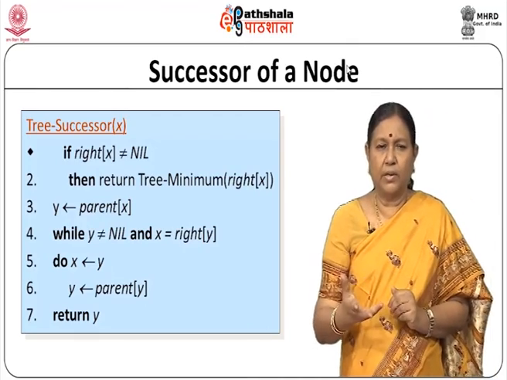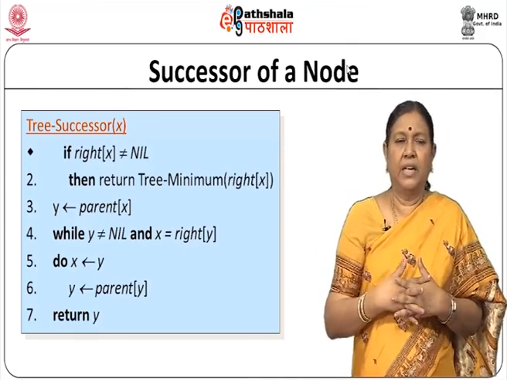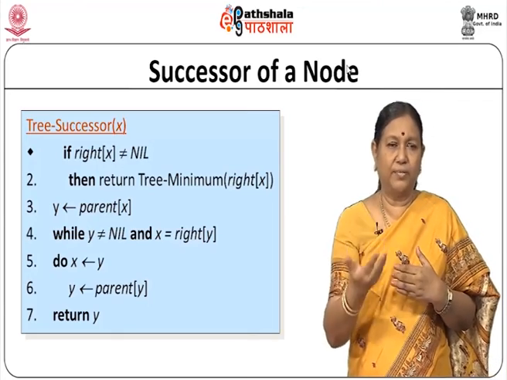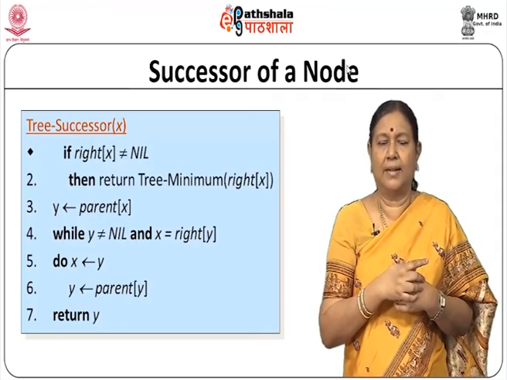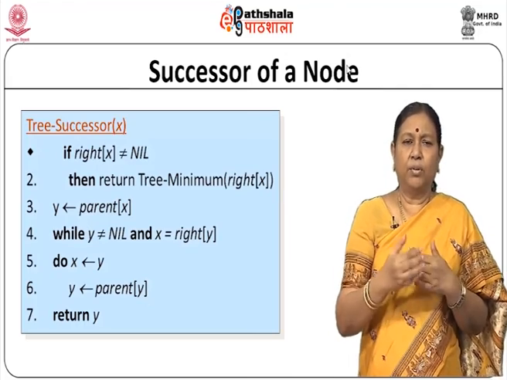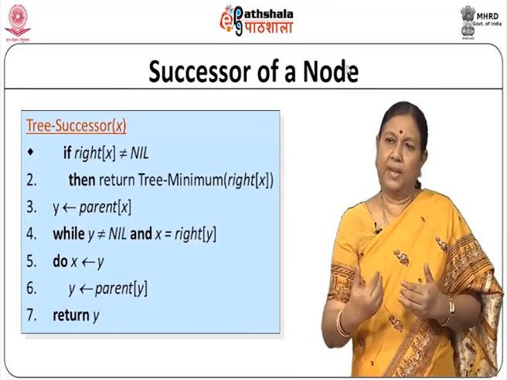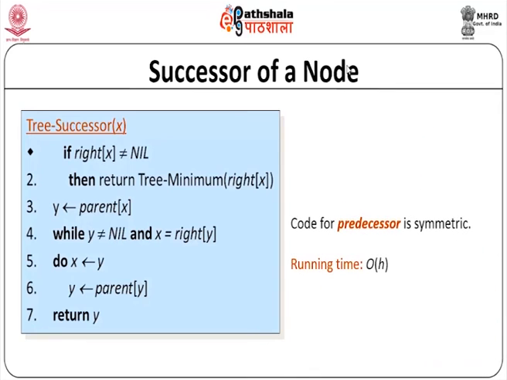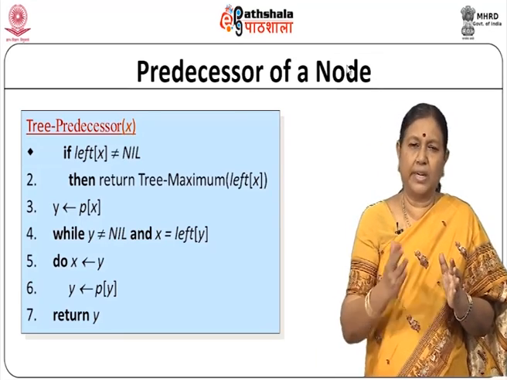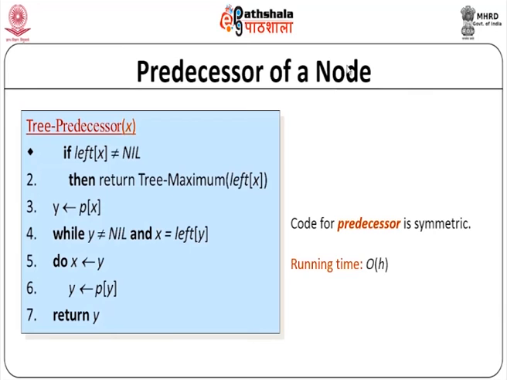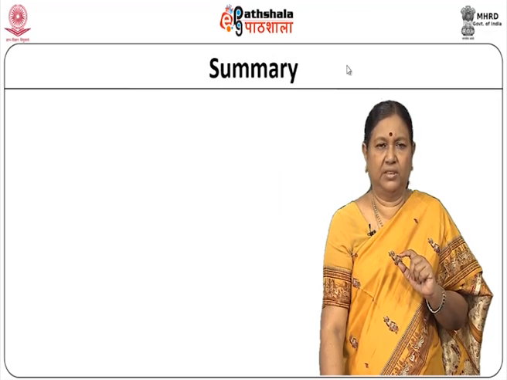If right of x is not equal to null, then you return the tree minimum of right of x. If it is null, then you go to the parent of x. You go up while y is not null and x is equal to right of y: x is set to y, and y is set to parent of y. Then you return the value of y. That is how we do the tree successor. The predecessor is symmetric and can be done similarly, except that we go for the tree maximum and go to the left instead of the right. We are not going to discuss that. Again the running time is of the order of h.